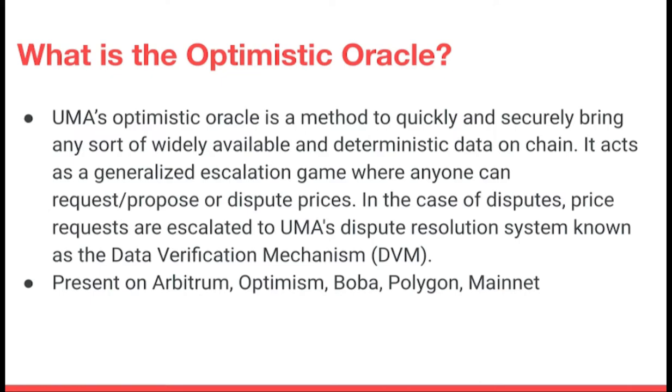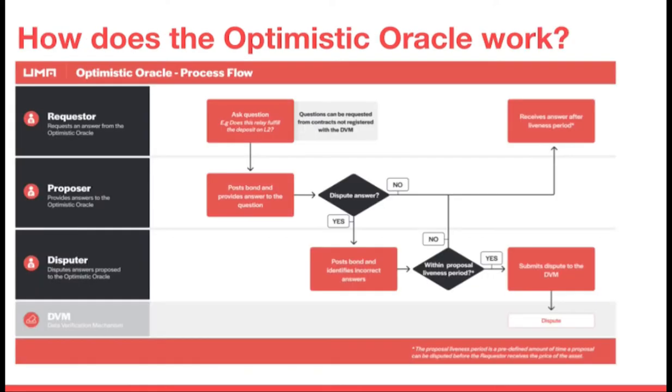So I think I just covered a lot of this, but this is a diagram from our documentation. The way that the optimistic oracle actually works is relatively simple. We don't really need to read every single piece of information on this diagram. I personally think the most important part is just these participants over here: the requester, proposer, and disputer.